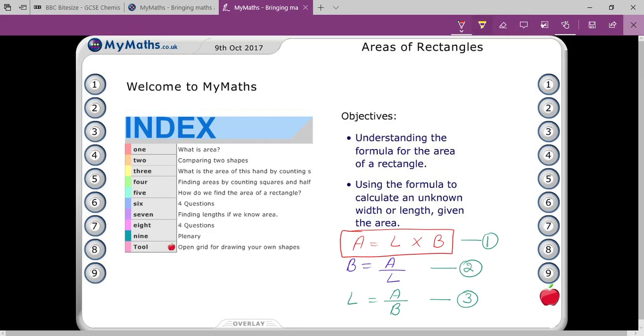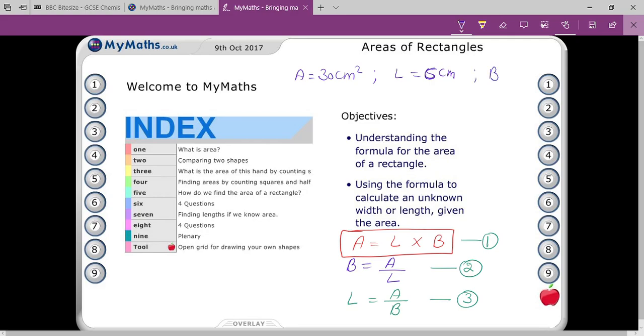Suppose that the area is given as 30 centimeter square, and its length is given as 6 centimeter, sorry. So what will be its breadth?